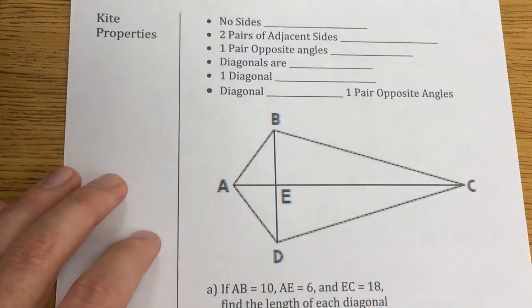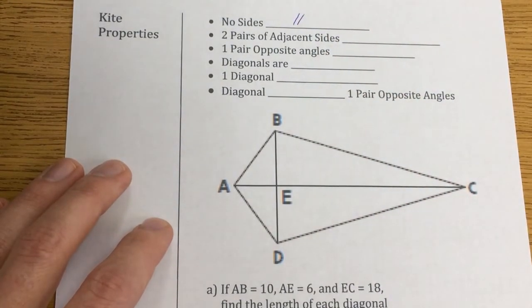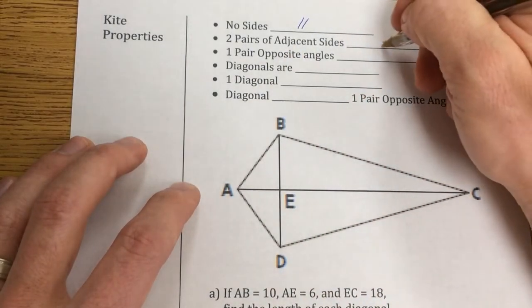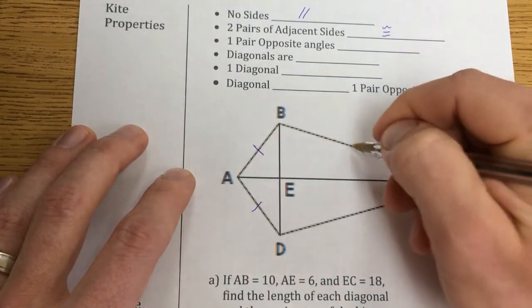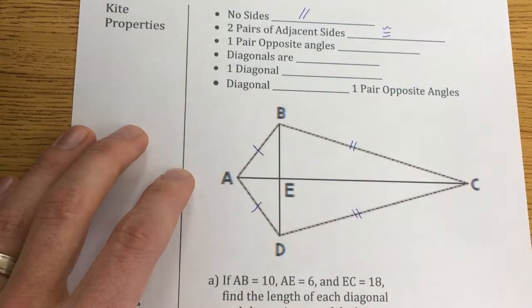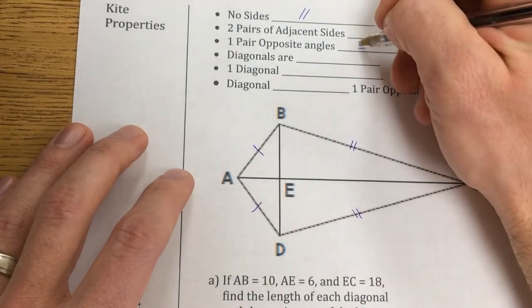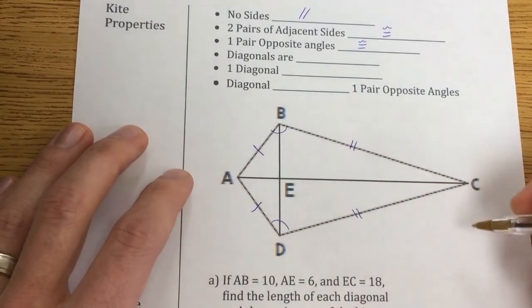For a kite, I have no sides parallel. So most of our quadrilaterals, we've had sides parallel. Not for a kite. We have two pairs of adjacent sides that are congruent. That would be AB and AD, and then BC and DC. And then I have one pair of opposite angles which are congruent as well. So in that kite, it's going to be angle B and angle D. The whole entire thing of angle B and angle D are congruent.